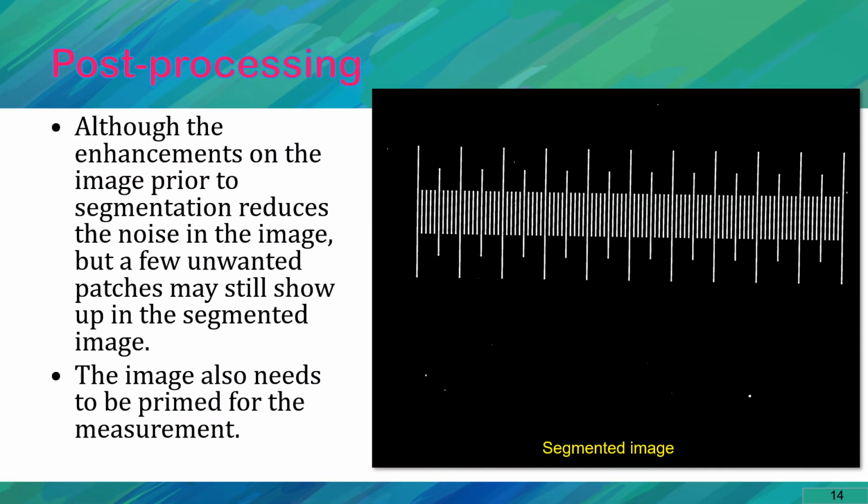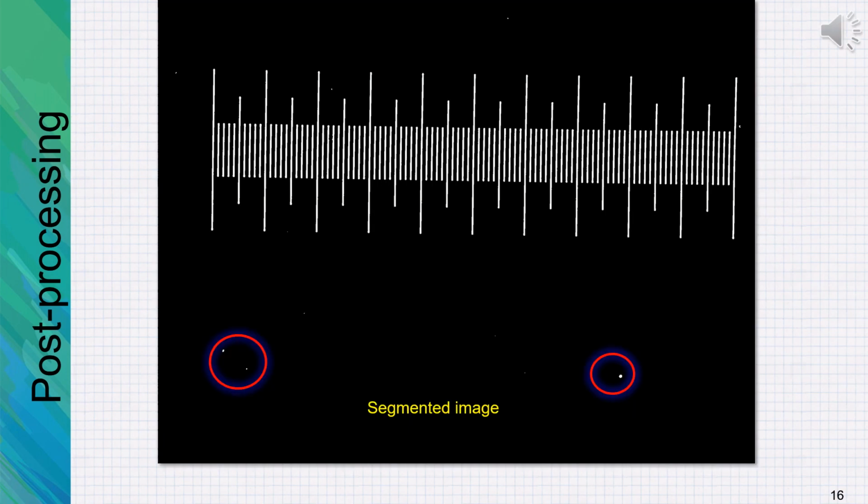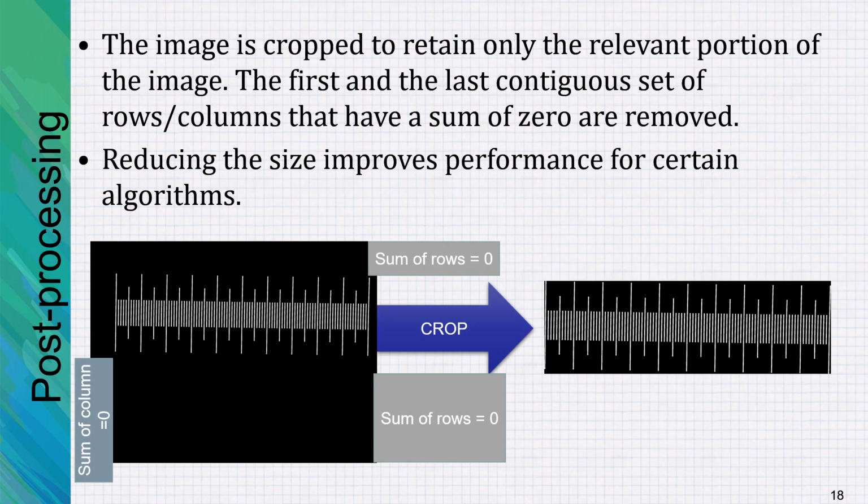In the post-processing stage, we remove unwanted parts from the segmented image. To remove small objects, we proceed as follows. Any object in the image whose dimensions are smaller than 1/3 of the largest object is removed. As you can see, the previously described method removes artifacts. The image is then cropped to remove the blank region around the object of interest. The cropping is done by looking at the starting and ending rows and columns that have zero sum.